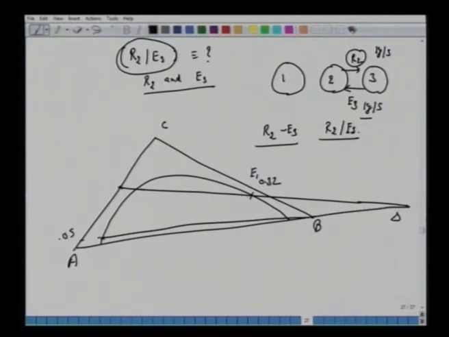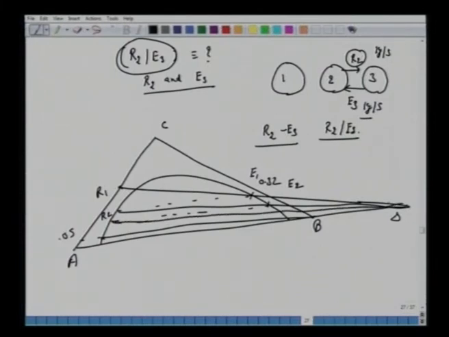This was E1. Take the tie line. This gives R1. Connect here. This gives E2. Tie line. This is R2. And now another operating line which connects to this to give us E3.